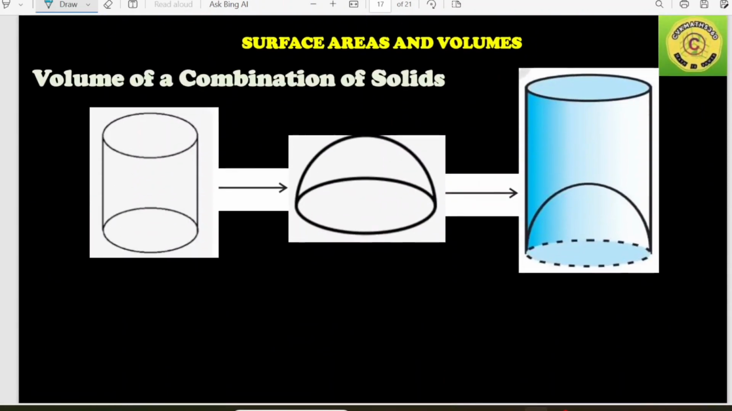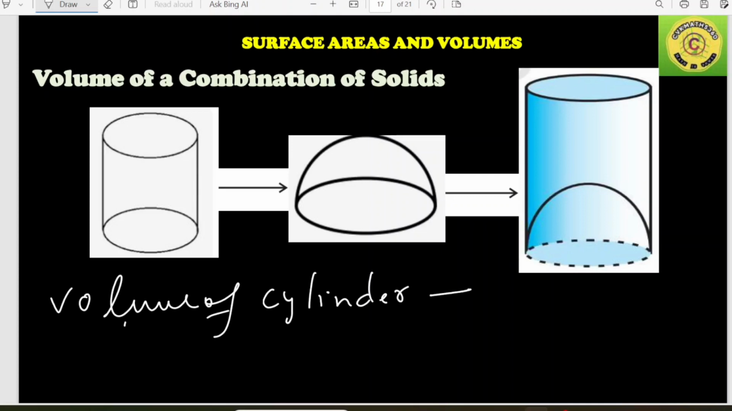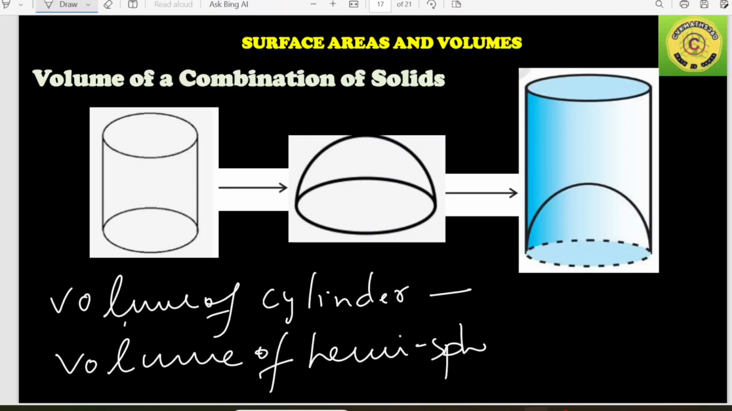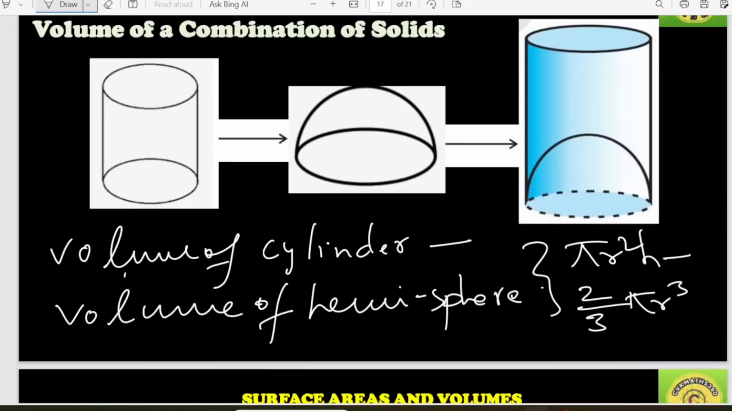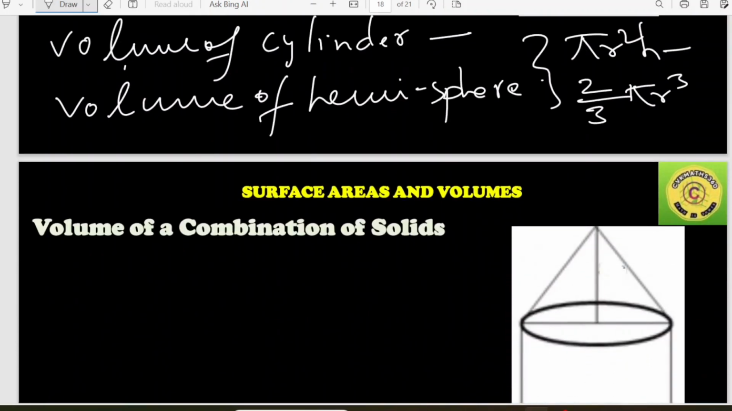Next, here also the same thing: cylinder, hemisphere. So volume of cylinder minus volume of hemisphere. What is the formula? Pi r square h minus 2 by 3 pi r cubed. Substitute the common variables and then we can substitute the values. We'll get the answer. Next one.